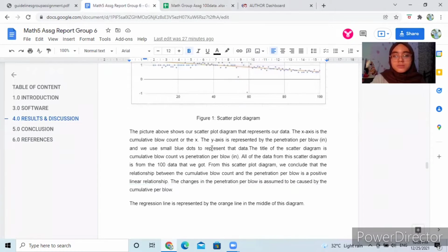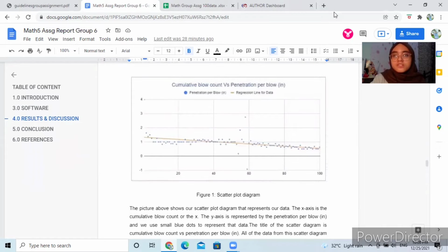So from the scatter plot diagram, we can conclude that the relationship between the cumulative blow count and the penetration per blow is a positive linear relationship. The changes in the penetration per blow is assumed to be caused by the cumulative blow count. Okay, that's all for me. I'll pass it to my other group member.